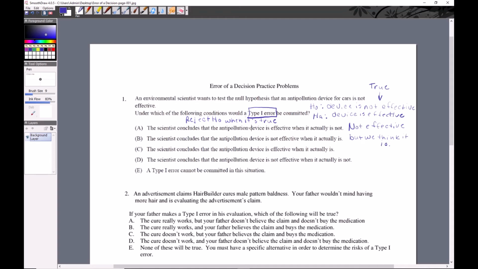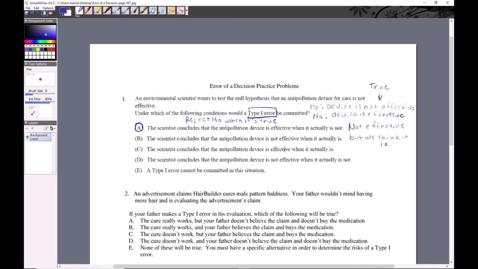All right, so let's start out with this first one. The scientist concludes that the anti-pollution device is effective when it actually is not. If you reject H0, then you're believing that the device is effective, but it never was effective, so it matches up to A. The scientist concludes that the anti-pollution device is effective, and we think it is, when it actually is not. So A would be your correct answer.